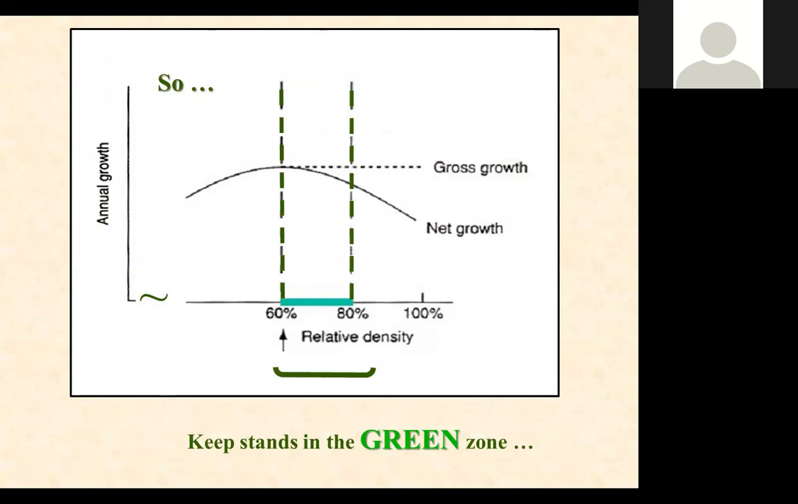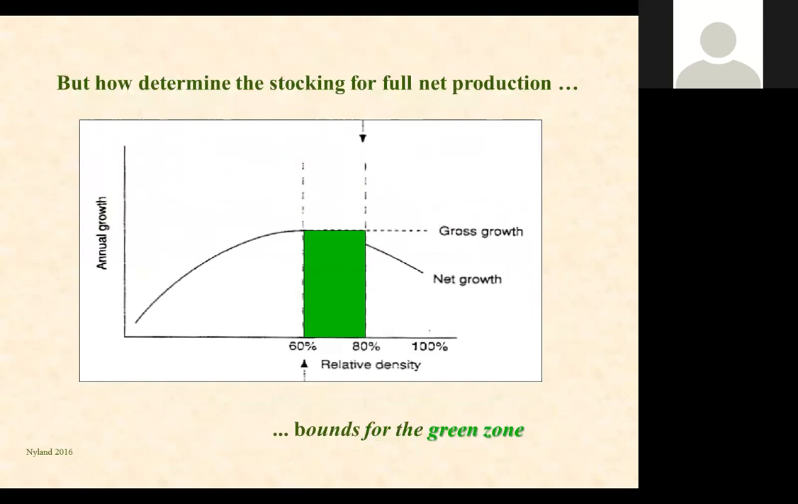The key here is that we want to then keep trees in that green zone, keep it between 60 and 80% to optimize the production that we would have within a stand. And I'll call it the green zone. But the question then comes, how do we set the bounds for the green zone? How do we know what represents 60% of relative density and what represents 80%, so we can, in fact, do something more than guess at it?